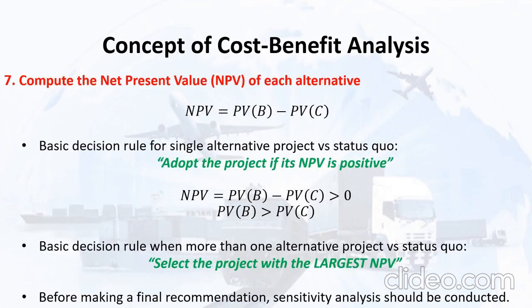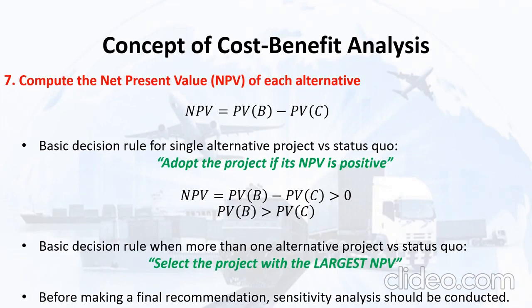Number 7, step 7 is to compute the net present value of each alternative. The net present value is equal to the present value of benefits minus the present value of costs. Basic decision rule for a single alternative project versus status quo: adopt the project if its NPV is positive. If the NPV is positive, adopt means you need to run the project. If the NPV is negative, you do not run the project.